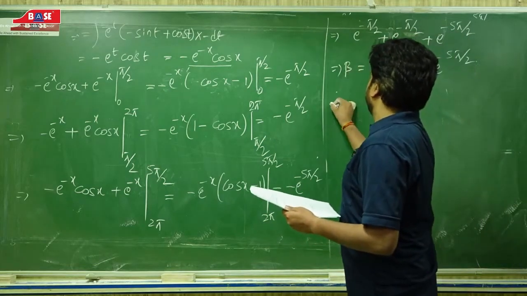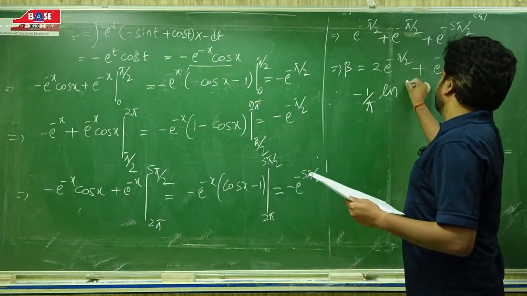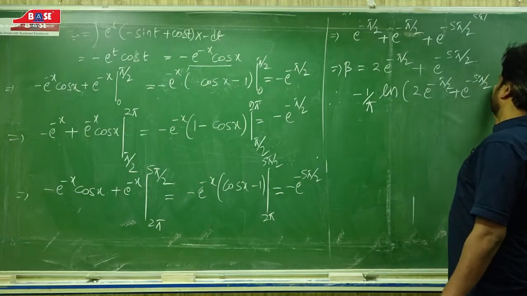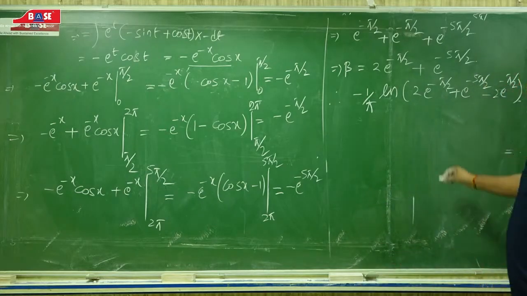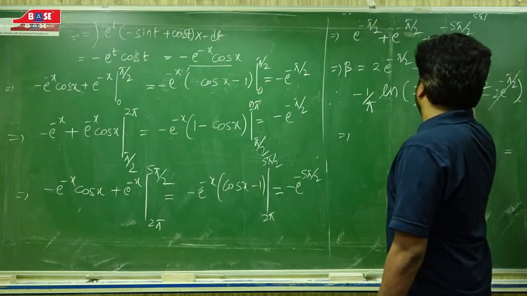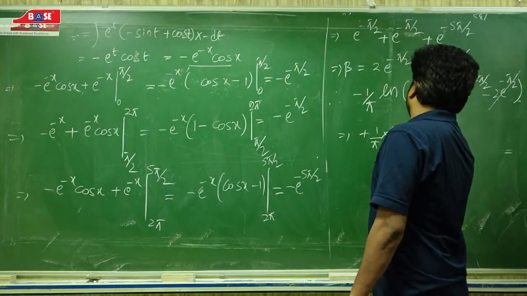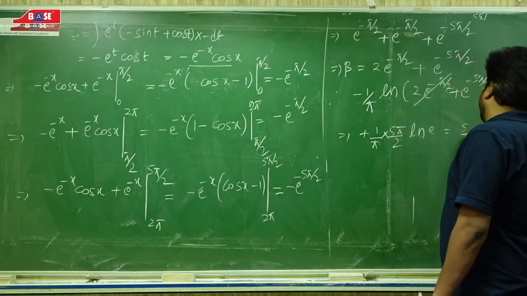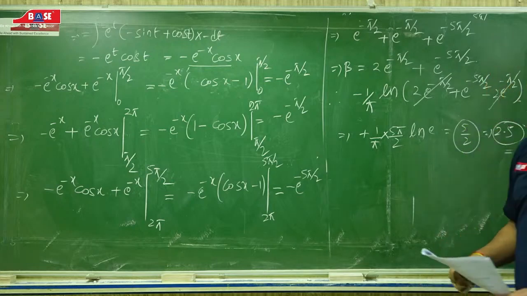This is beta. Therefore we can say minus 1 by pi ln of 2 e power minus pi by 2 plus e power minus 5 pi by 2 minus 2 e power minus pi by 2. Okay, so we can easily see that it is getting cancelled out. So what we are left with finally is plus 1 by pi into 5 pi by 2, which is ln e, and that will become 1. Final answer will be 5 by 2, which is going to give us 2.5.